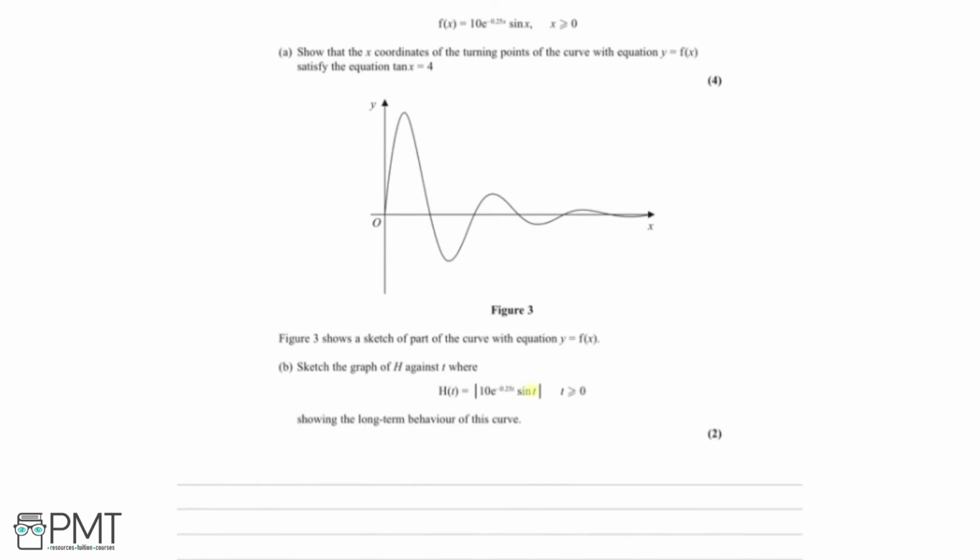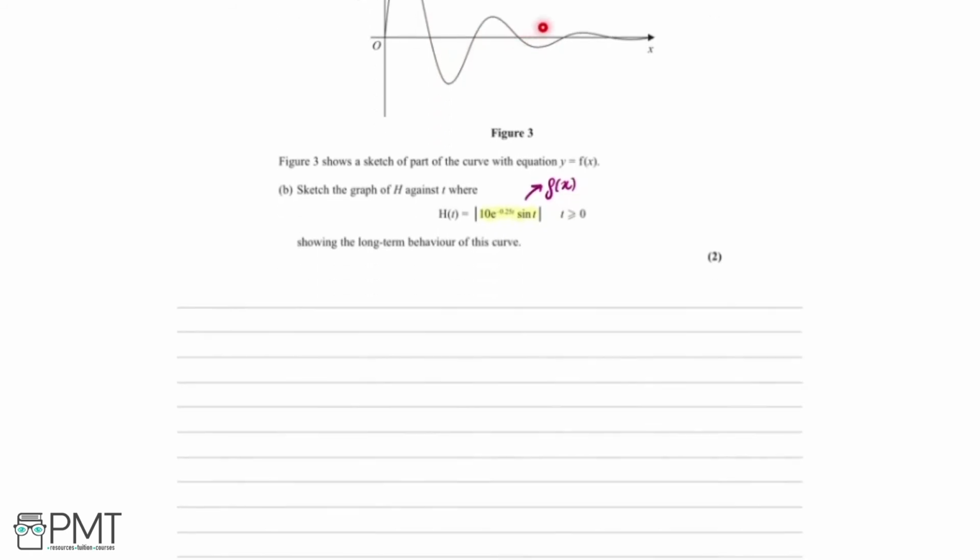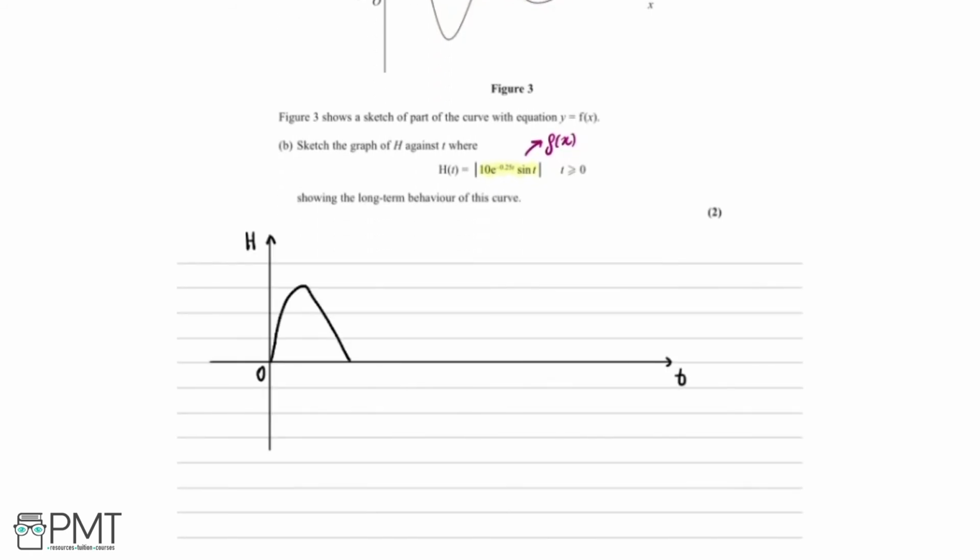So the first thing to notice is that inside this modulus, it's actually f of x. And that's great because we can see up here, it says figure 3 shows a sketch of part of the curve with equation y equals f of x. And we can see that up here. So the difference with h of t is that it's the modulus of f of x. So essentially what's going to happen is all these negative parts here are going to flip over and be positive like this. It's going to have the same shape of f of x. However, any time that it was going below the x-axis, it's then going to be flipped up to be positive.